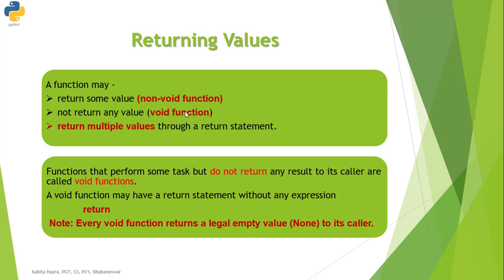Now, if a function is returning some value, then it is called a fruitful function or non-void function, and if it is not returning any value, then it is called a void function. Void functions, also known as non-fruitful functions, do the task but do not return any result to the caller. They may have a return statement, which is used for returning values from a function to its caller, but without any expression. And if we try to use the value of a void function, then the legal value None will be used, or we can say every void function returns the legal empty value None to its caller.